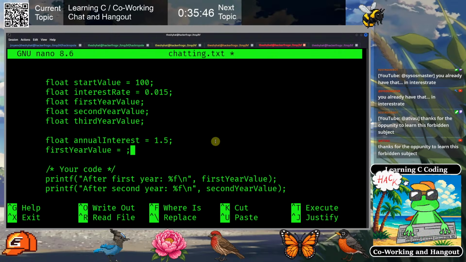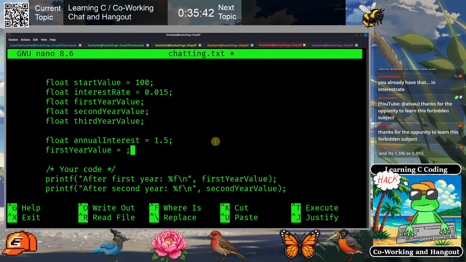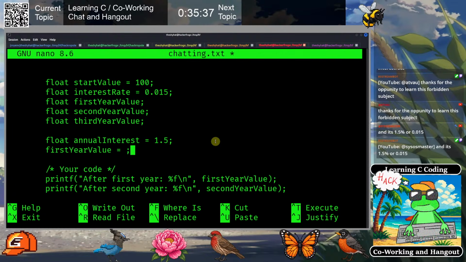Okay, enter straight. @Val says, thanks for the opportunity to learn this forbidden subject. Is it a forbidden subject? I'm just here to show everybody how I struggle to learn new stuff. And if you learn something out of this, then I'm happy.